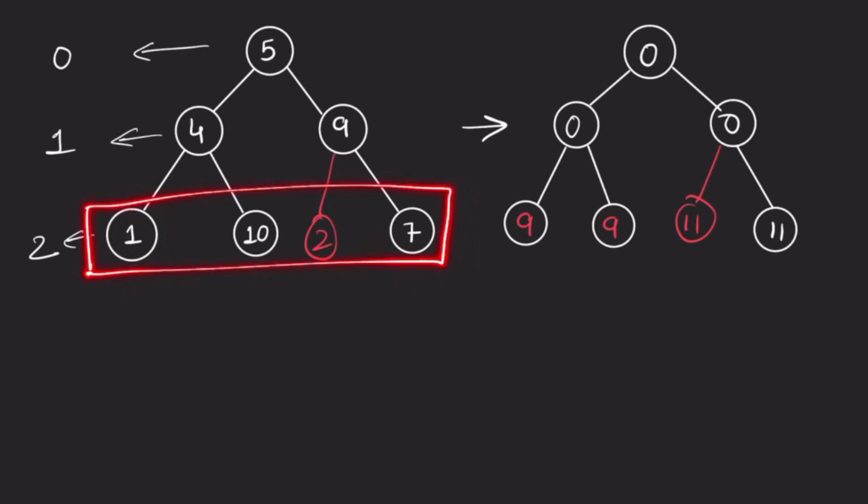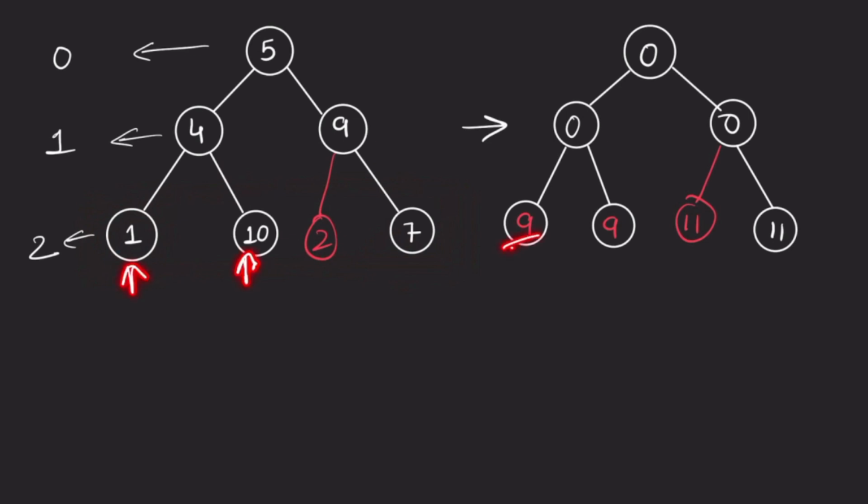If you are at this level, then these two sibling nodes will be replaced with the same value, which is their cousin sum, right? But we don't know what the cousin sum is. What we know is that this node's value is 1 and this node's value is 10, right? So can I use this information somehow to identify the cousin sum at this particular point itself?